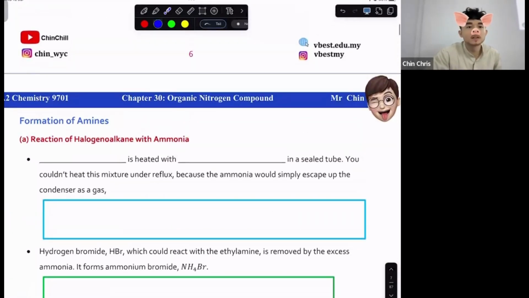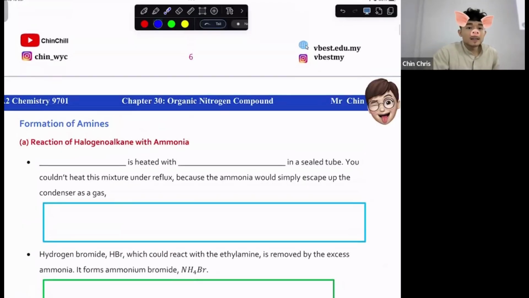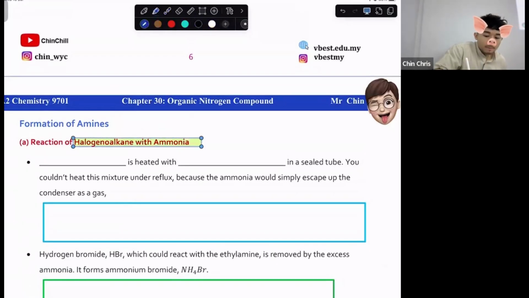Alright guys, page 7. Now, reaction of halogenoalkane with ammonia. How do you get amine? It's halogenoalkane with ammonia. This is your AS reaction, you should recall it.